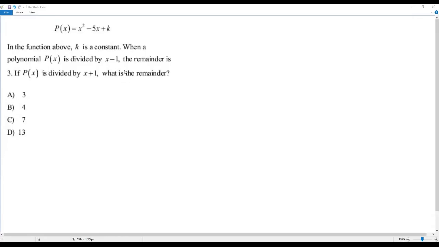Here we have an SAT math problem. Okay, let's go to the question. P of x equals x squared minus 5x plus k. In the function above, k is a constant. When the polynomial P of x is divided by x minus 1, the remainder is 3. If P of x is divided by x plus 1, what is the remainder?